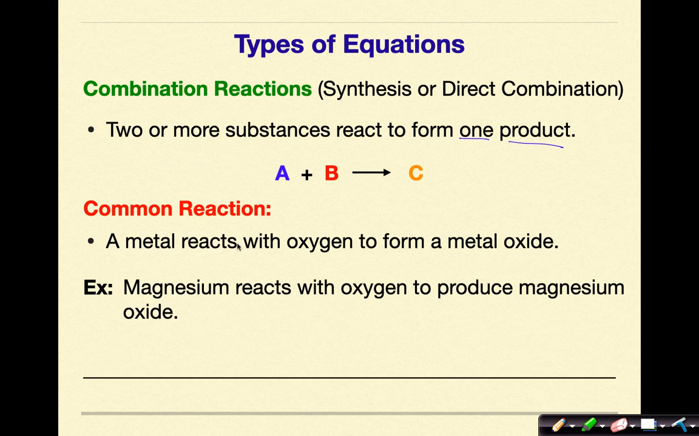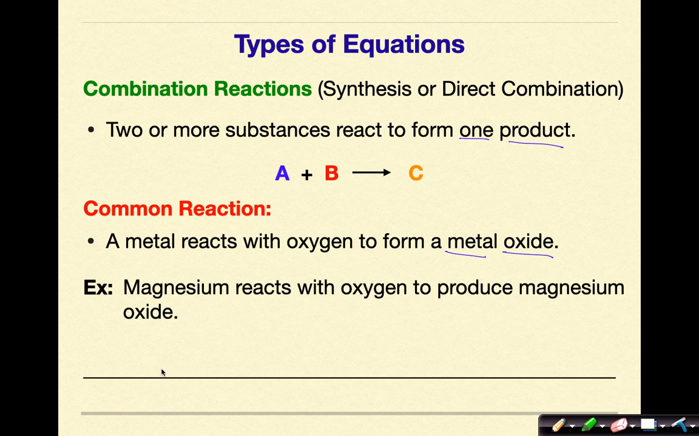Common reaction. A metal reacts with oxygen to form a metal oxide. And a metal oxide is a general name for an ionic species involving a metal combining with oxygen to make a stable ionic compound. Let's look at this example of a combination reaction. Magnesium reacts with oxygen to produce magnesium oxide. Let's write a chemical equation and balance it by mass.